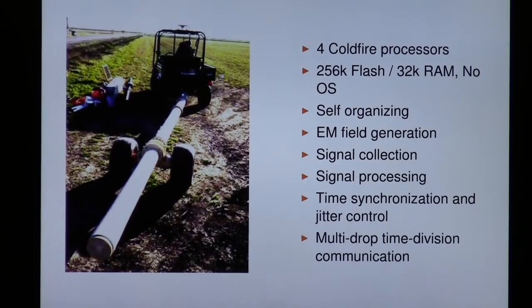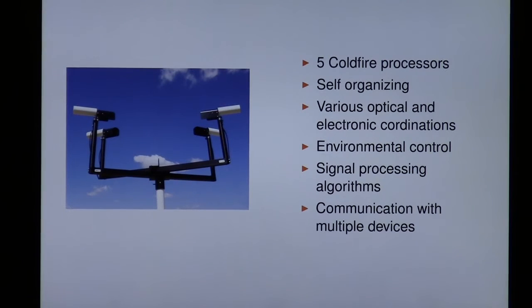That has to take care of a bunch of jitter problems and things that are going on, right? And you know, that was all written in C++. It seemed like it probably worked okay. This one's got 5 ColdFire processors of a similar type. They're communicating, doing some weather stuff for visibility sensors.